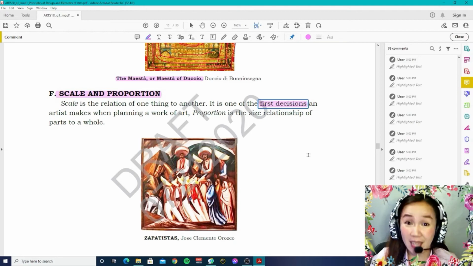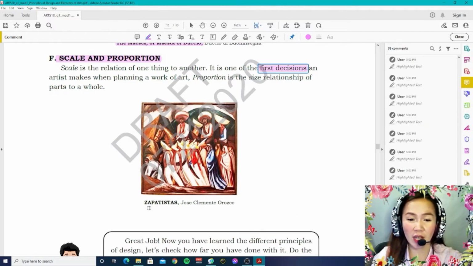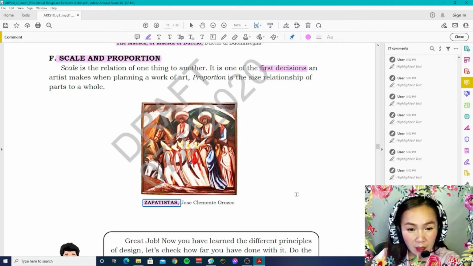So, proportion is the size relationship of parts to a whole. And makita nyo yan dito sa Zapatistas by Jose Clemente Orozco. Kita nyo, napagkasya niya lahat. Ilang tao yan? 1, 2, 3, 4, 5, 6, 7, 8, 9, 10, 11, 12, 13, 14, 15, 16 na tao. Plus, may kabayo. Feeling ko 3 kabayo yan. 3 yung 4 na kabayo nakasakay. Imagine na pagsama niya lahat yun sa isang canvas.